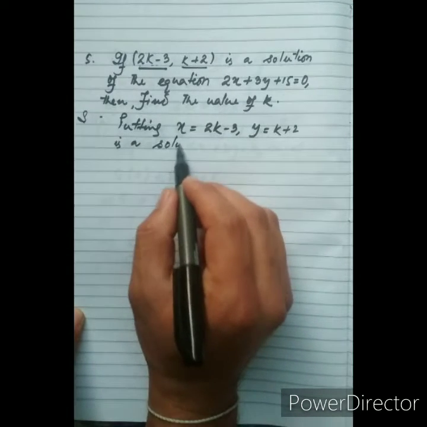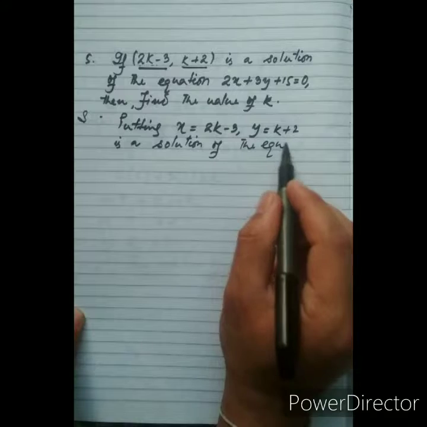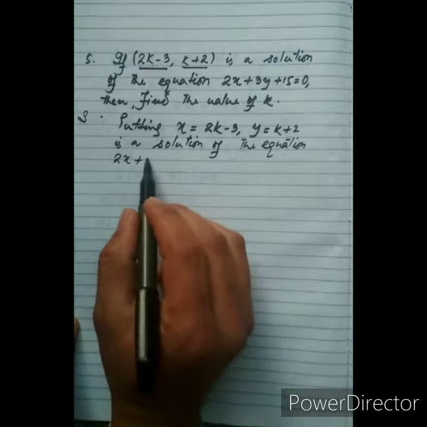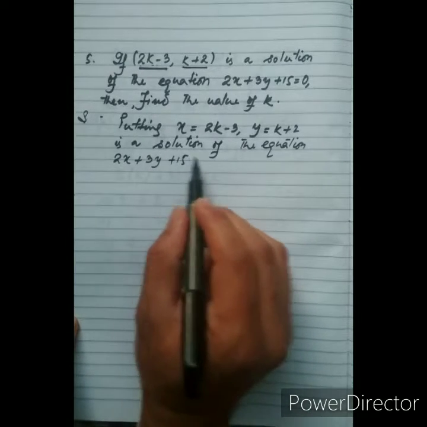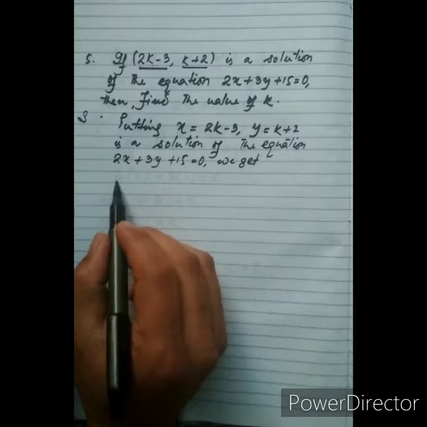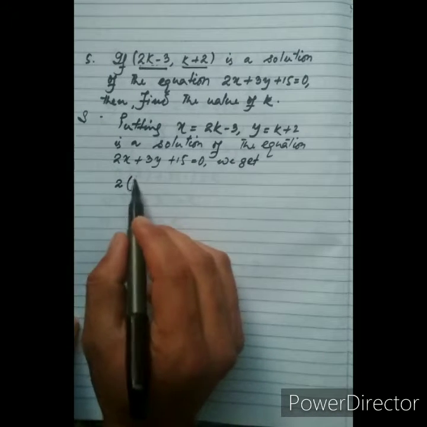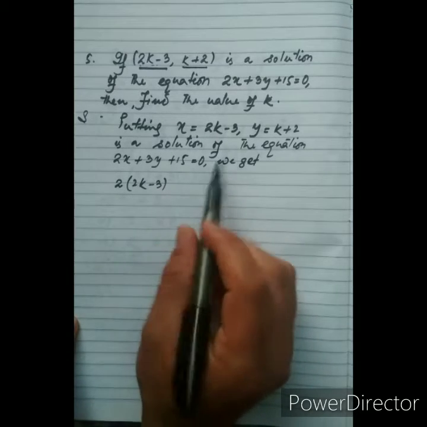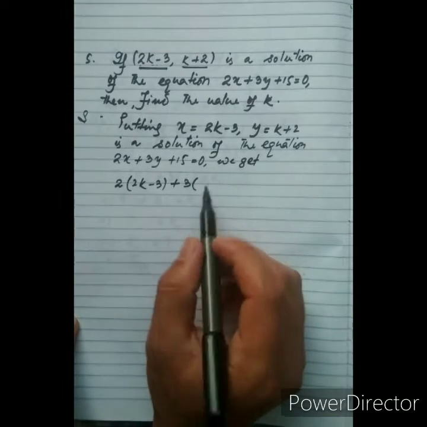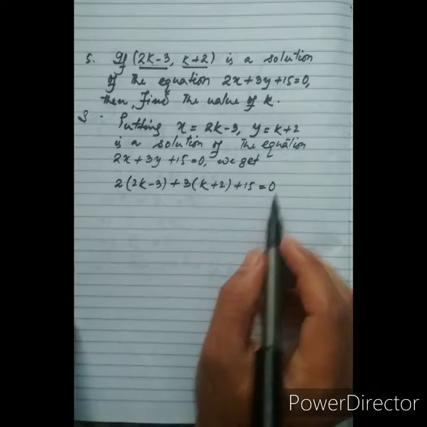is a solution of the equation twice x plus thrice y plus 15 equal to 0. We get here 2, I'm writing here. X means twice k minus 3, so twice k minus 3, there is plus, so here plus, then 3. Y value is k plus 2, then here next 15, then equals 0.